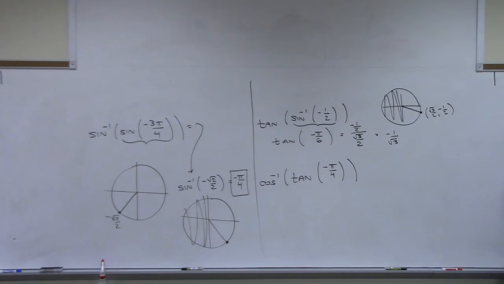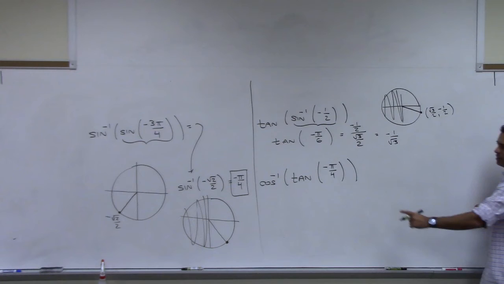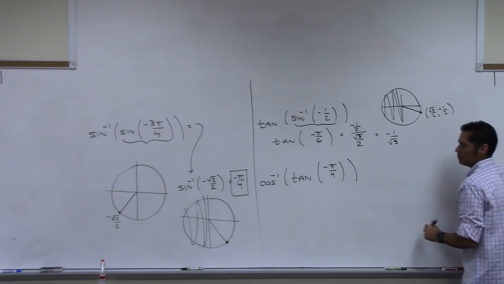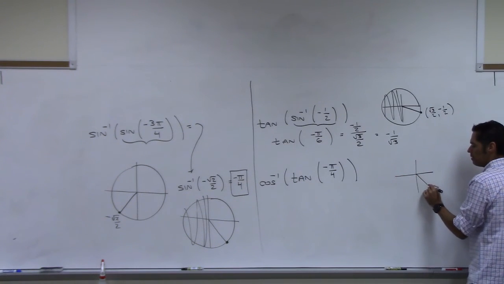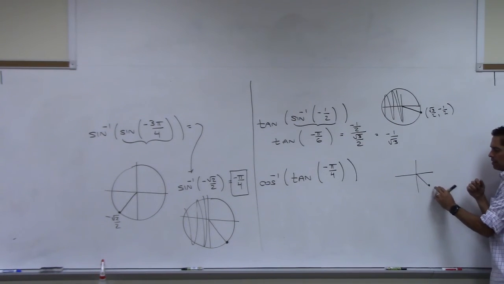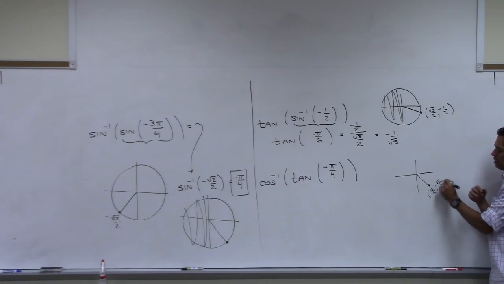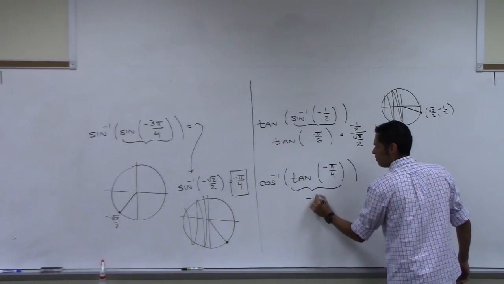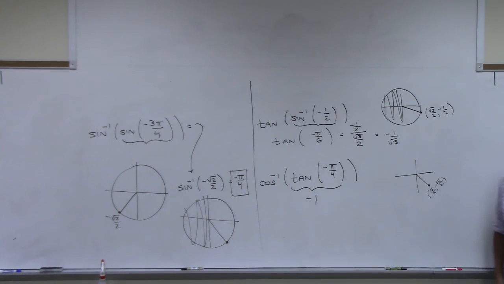This one, tangent of negative pi over 4. So you go to negative pi over 4. Here, what's tangent of that angle? Close. I heard 1. Negative 1, right? Because the coordinates of this point are root 2 over 2, negative root 2 over 2. Tangent of that angle is the y over x. So this right here is negative 1, right? Negative 1.